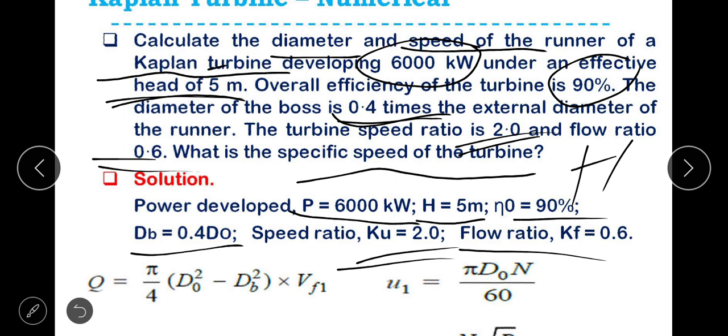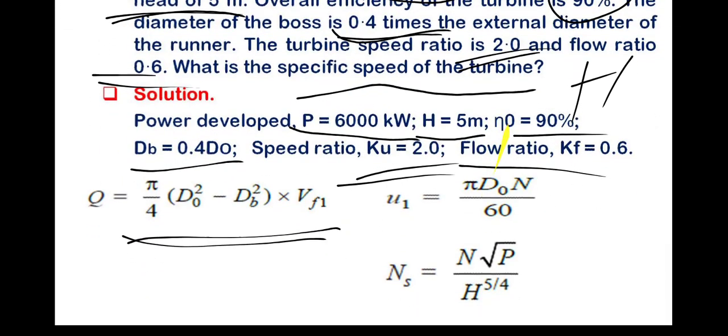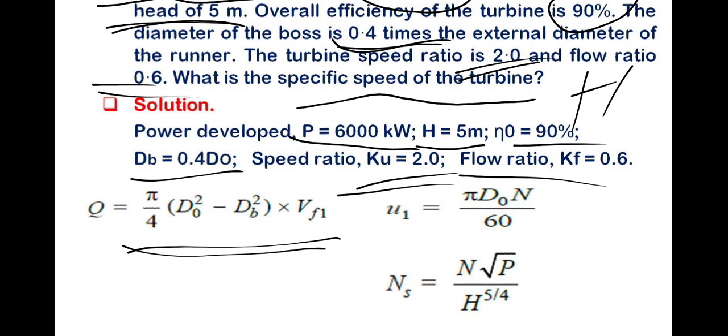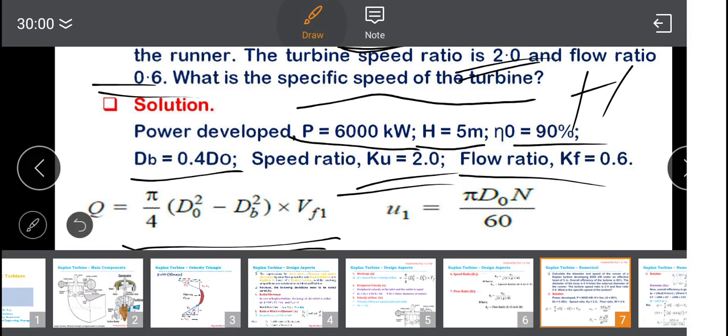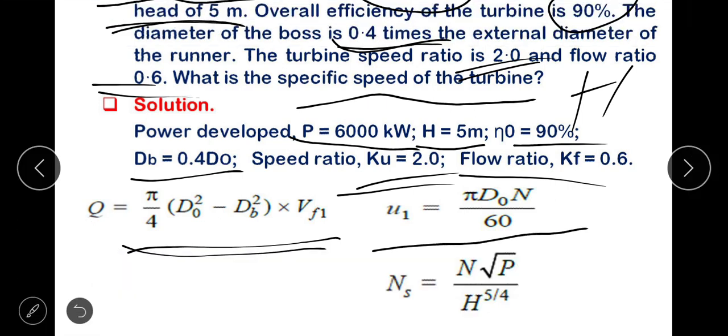Now we know that Q is equal to pi by 4 (d naught squared minus dB squared) multiplied by Vf1. We cannot calculate it here itself because Vf1 is not known. In order to calculate Vf1, we have to take another formula we know: U1 is equal to pi d naught N divided by 60. And ns is the specific speed.